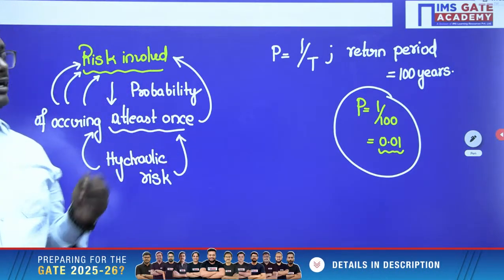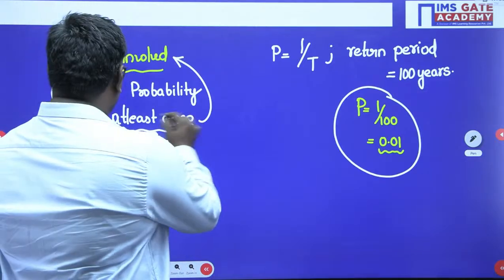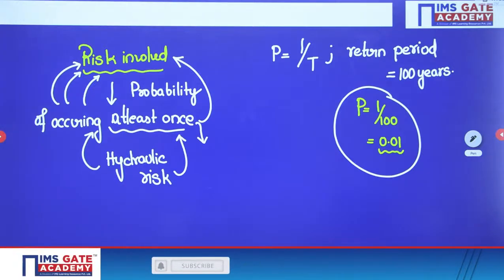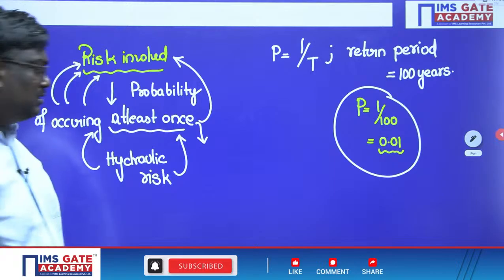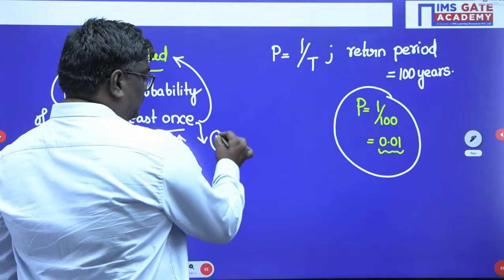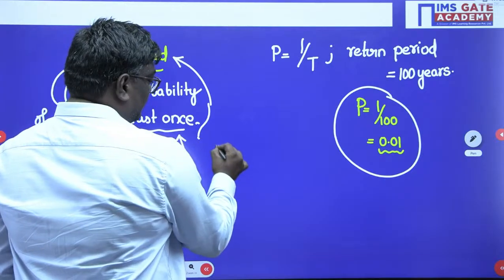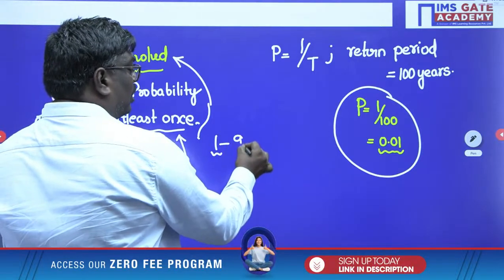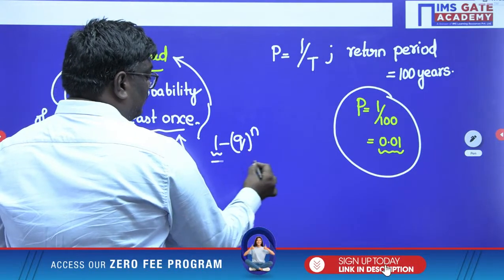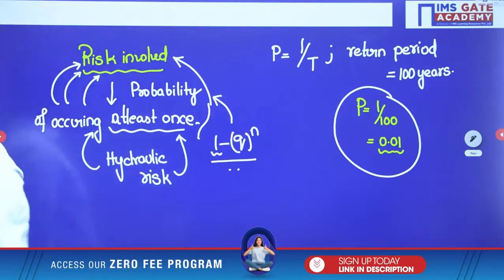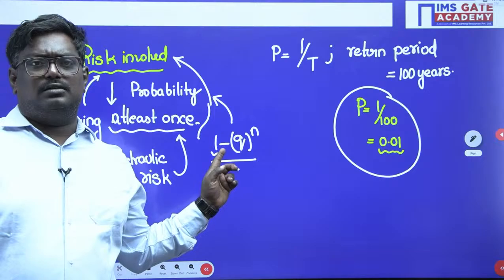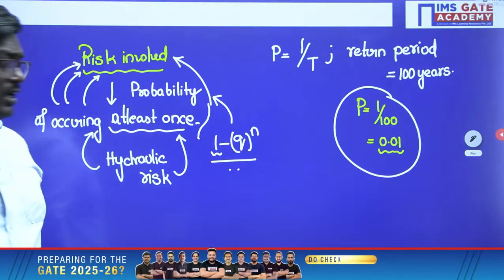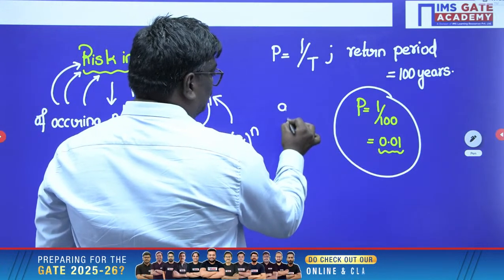Now what is the hydraulic risk occurrence? The probability of occurring at least once will be your answer. How do you write the probability of occurring at least once? Total probability is 1. So 1 minus the probability of not occurring will give you the probability of occurring at least once. The formula is 1 minus q power n. Yes or no? So here P is equal to 0.01.